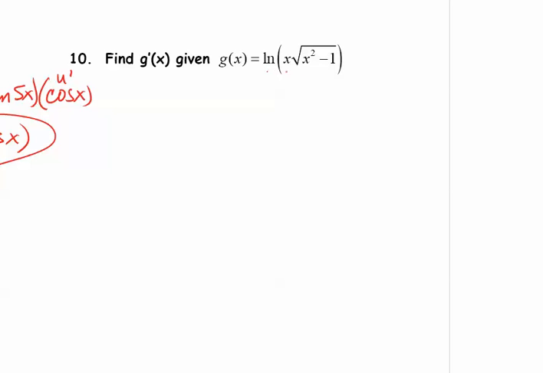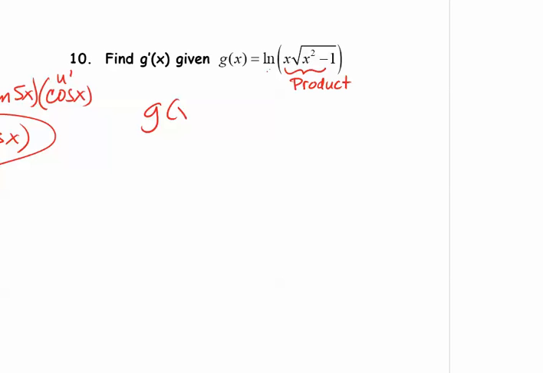All right, in number 10, find g prime of x if we are given that g is the natural log of this product rule. So think about what we have here. This is definitely a composite function. So the natural log has a function inside it, and the function inside it happens to require a product rule.